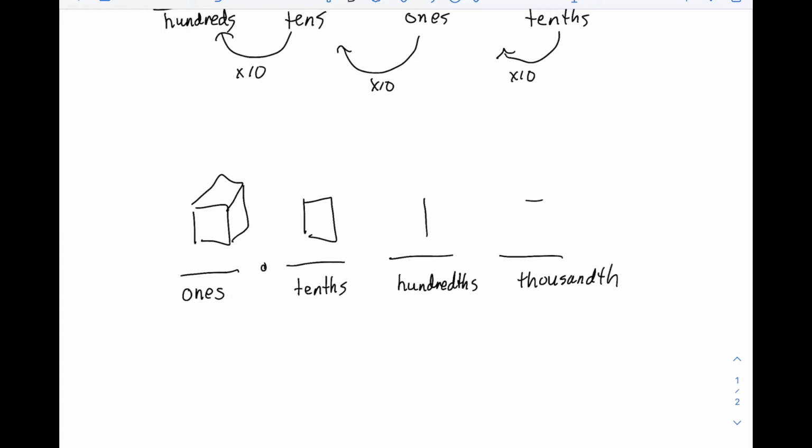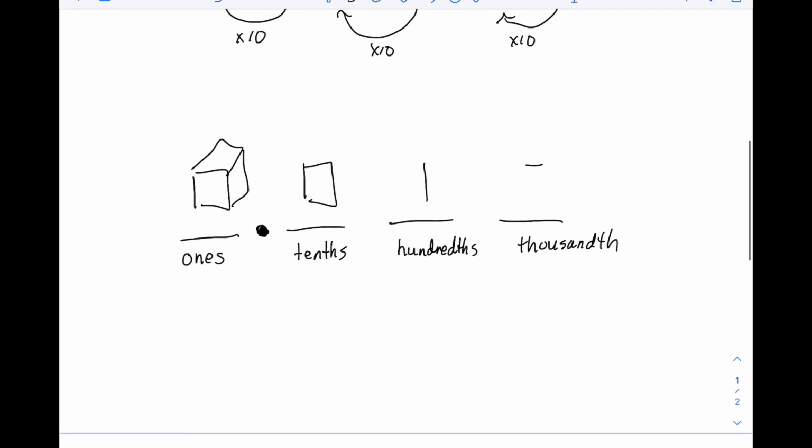And I know that the decimal is always to the right of the ones place. So if I said the big cube is the ones place, then I have the rest of my key. I can shift these places to the right or left, or shift the blocks to the right or left.